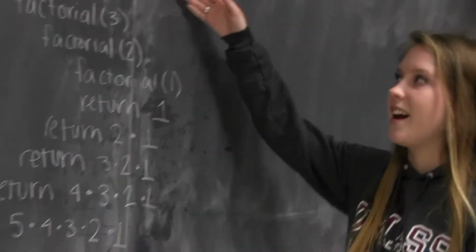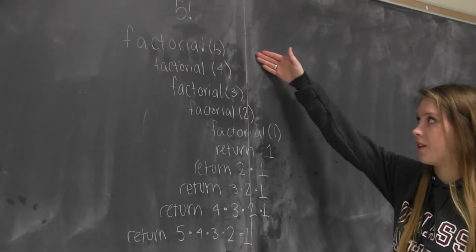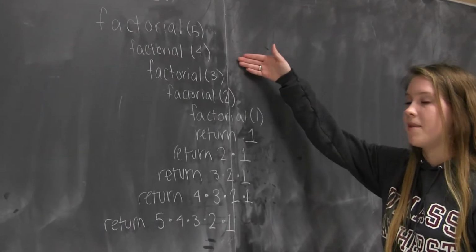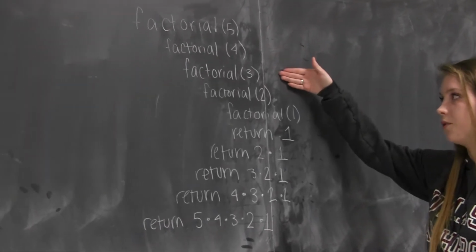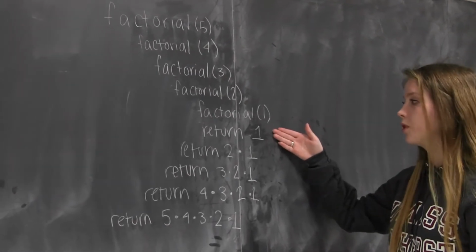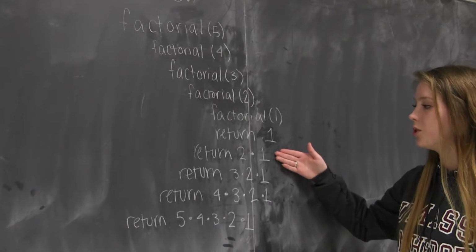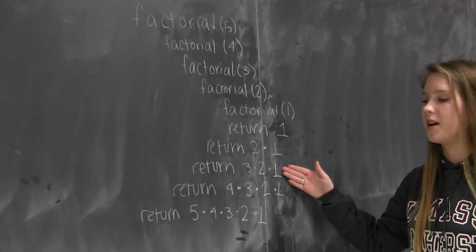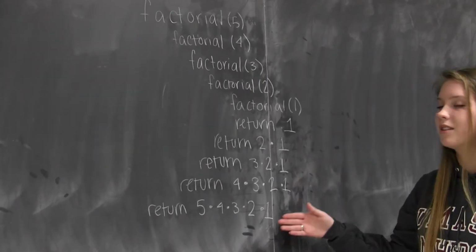We can see this laid out explicitly in the method call. So it would say 5, then n minus 1 is 4, then n minus 1 is 3, etc., etc., until it comes to the base case where it would return 1, and then it would return 2 times 1, and then 3 times 2 times 1, and then 4 times 3 times 2 times 1, etc.